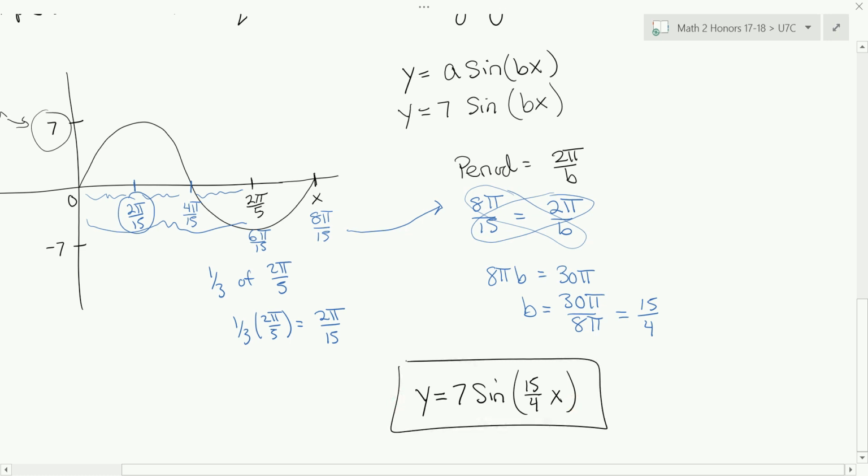Okay, so it's pretty easy to see the shape and decide, okay, that's the sine graph. It's pretty easy to come up with a, which is the amplitude. It's a little bit of work to come up with that b, right?